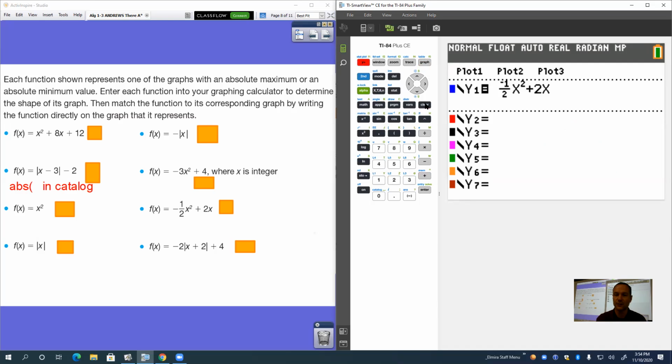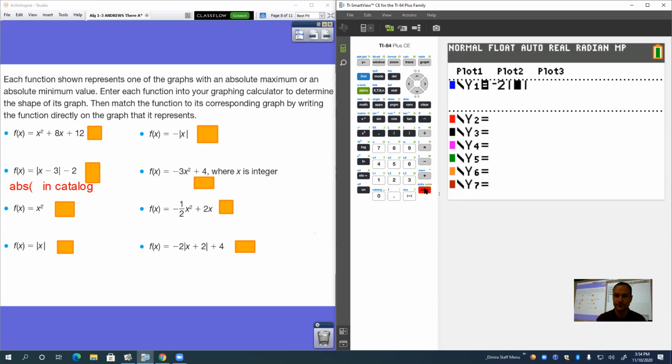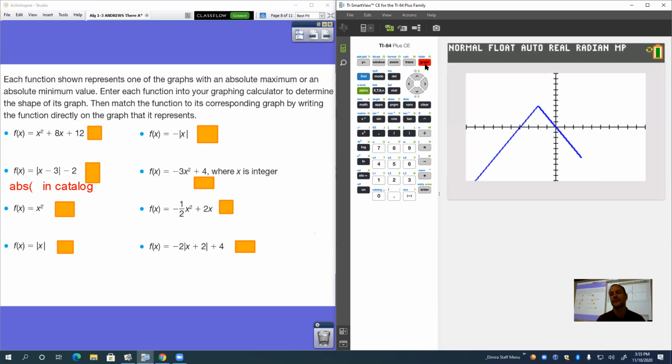Go back to y equals, clear out what's there. We have negative 2, and now we have second catalog, which is the absolute value. Inside that, we have an x plus 2. Tab out of the absolute value, and then we have a plus 4. Hit graph. So again, we have an upside down V shape, and we have an absolute maximum value.